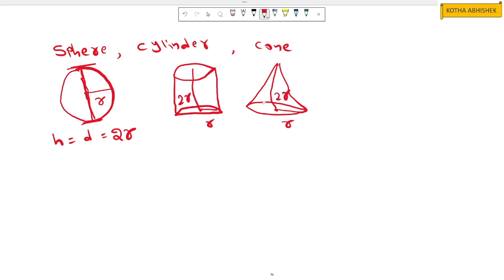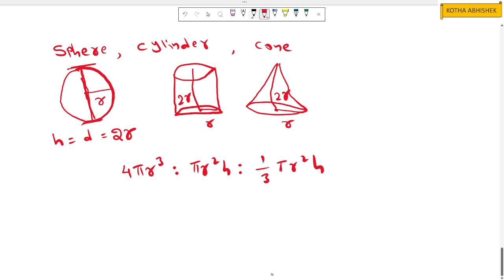Okay, now moving to the question back again. A sphere, cylinder and cone have the same radius and same height. Then find the ratio of their volumes. So he's asking us to find the ratio of their volumes. First one, sphere volume, that is 4 pi r cube, is to cylinder volume pi r square h, is to cone volume 1 by 3 pi r square h.